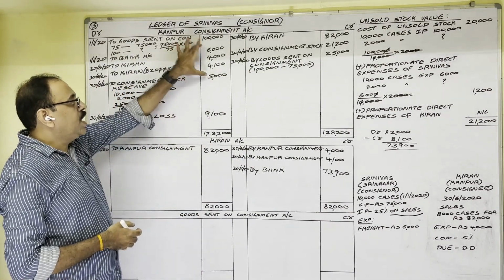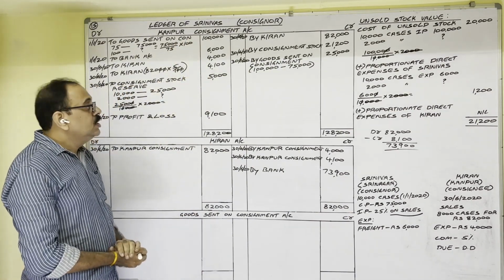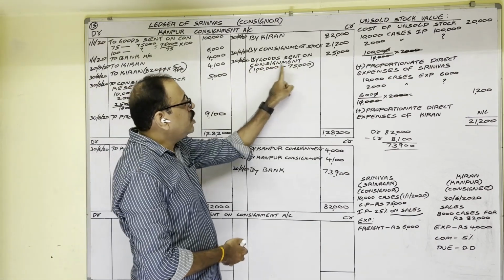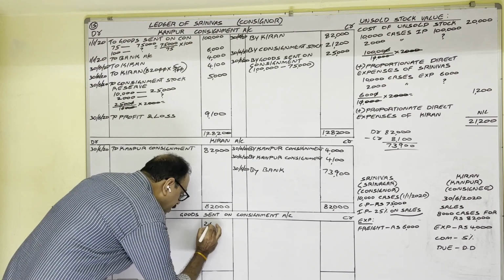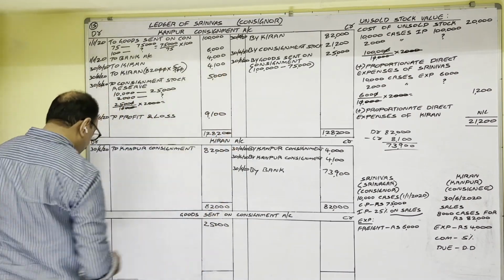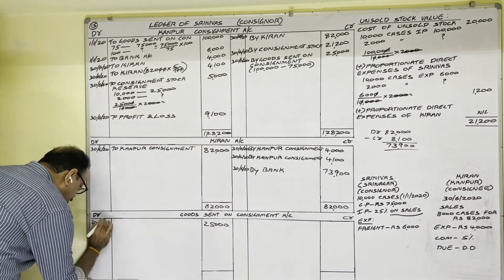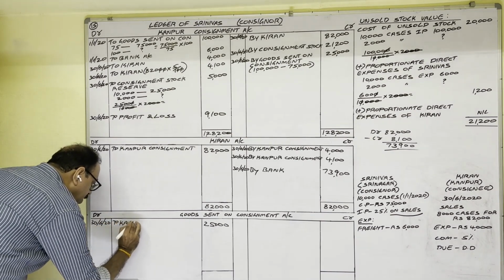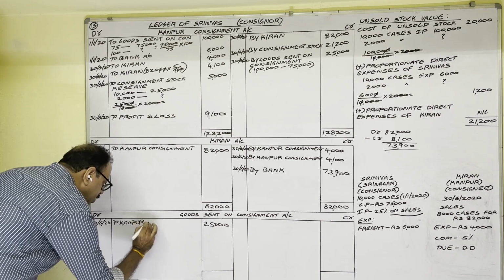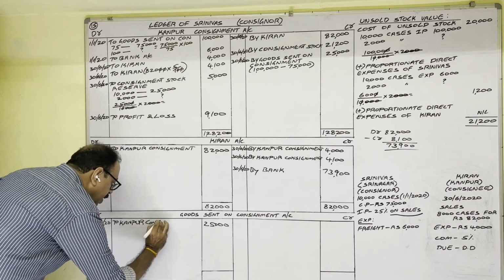Next come to goods sent on consignment account. Again same, from consignment account we have to prepare this. Credit side, goods sent on consignment 25,000 is there, no? Show that amount on debit side. Date is this date, 30 June 20. We are taking this amount from Kanpur consignment account, no? Write that. To Kanpur consignment account.